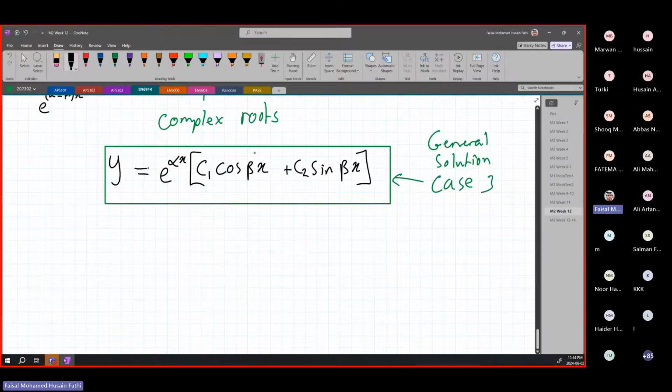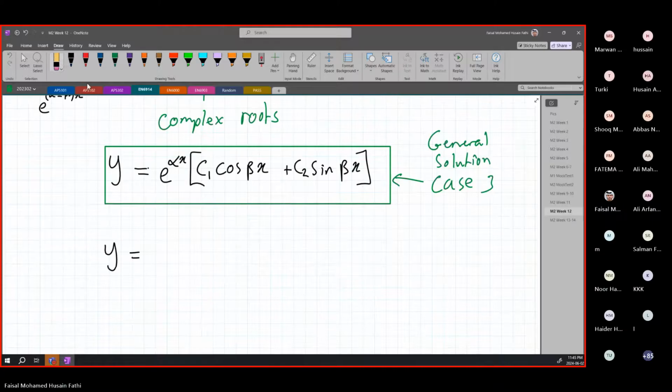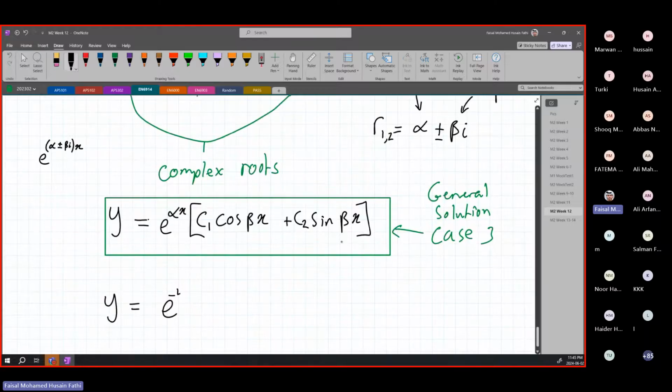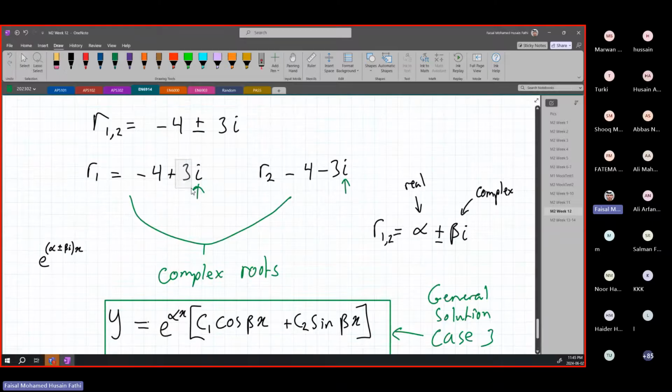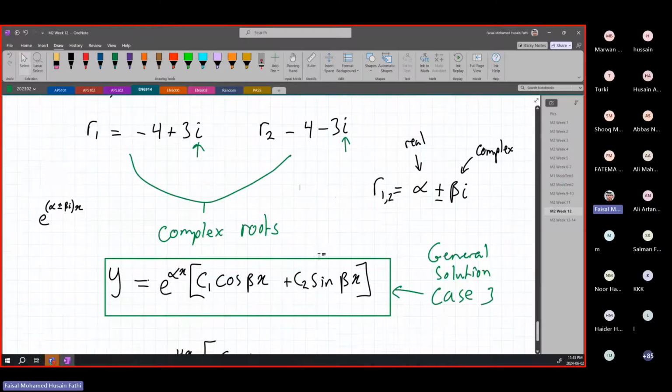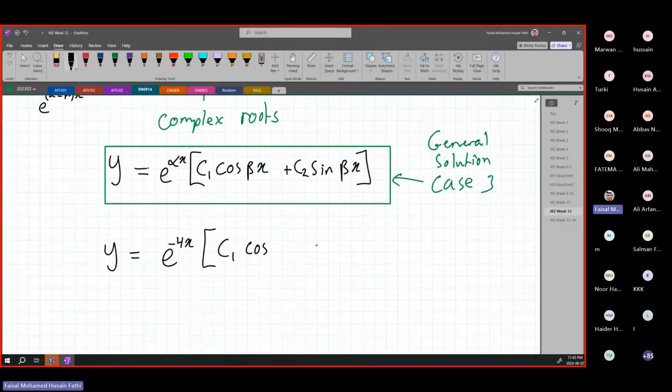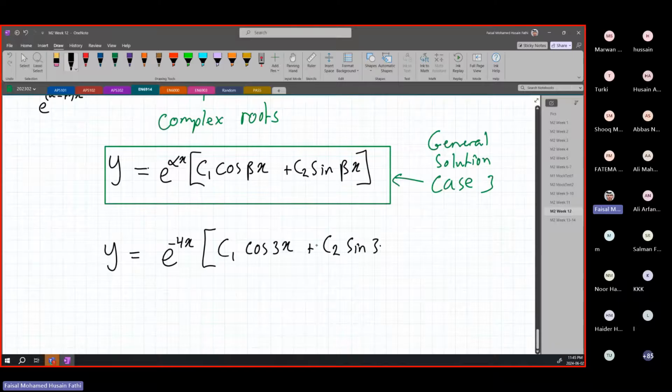So how are we going to plug this into our general equation for the example we solved? It's going to be e to the power of alpha x. What is our alpha value? Our alpha value is negative 4. So it's going to be e to the power of minus 4x times C1 cosine beta x, where beta is our imaginary part in this case. Again, this is just the absolute value of beta, since it's plus or minus. So this is just the actual beta value, without the minus, without the plus. So cosine 3x plus C2 sine 3x.